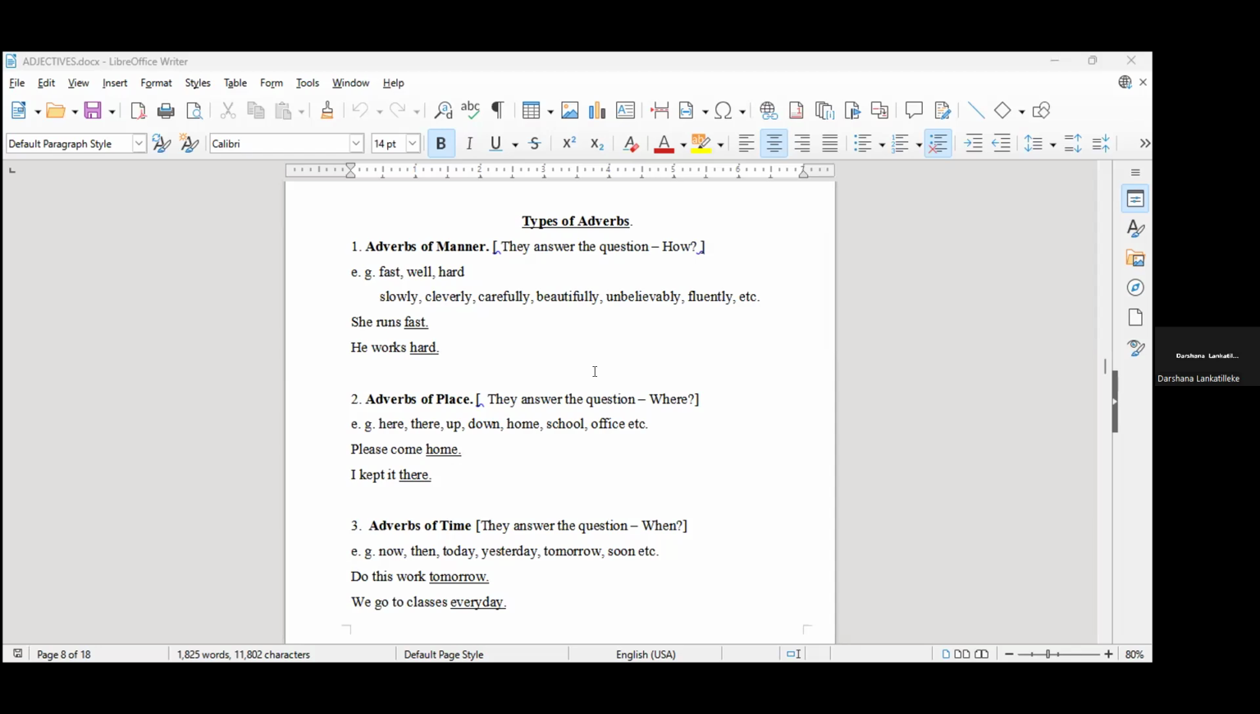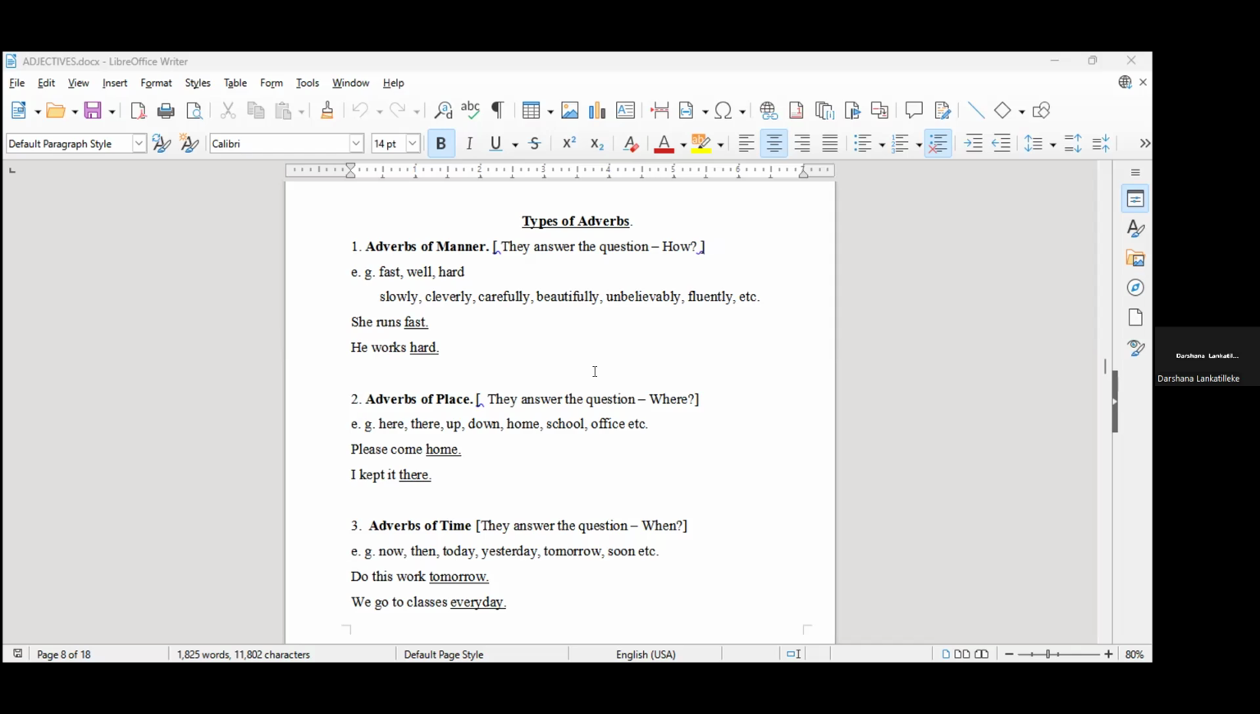Look at the examples. Please come home. Come where? Home. I kept it there. Where did I keep it? There, right? So there is a place adverb here. It describes the verb. So many words that describe places you can use as adverbs here. Some examples only I have given, a few examples. There are many more.